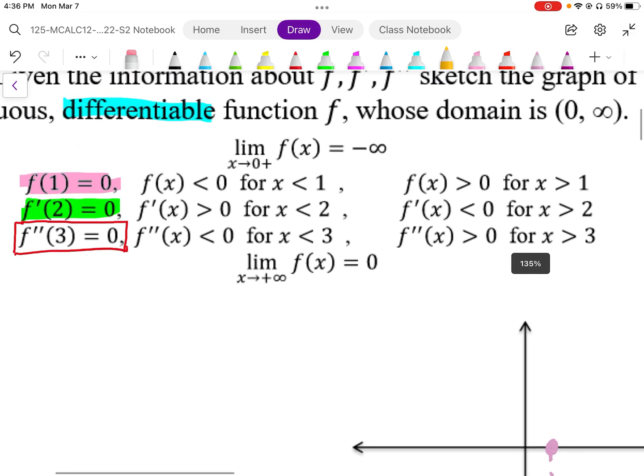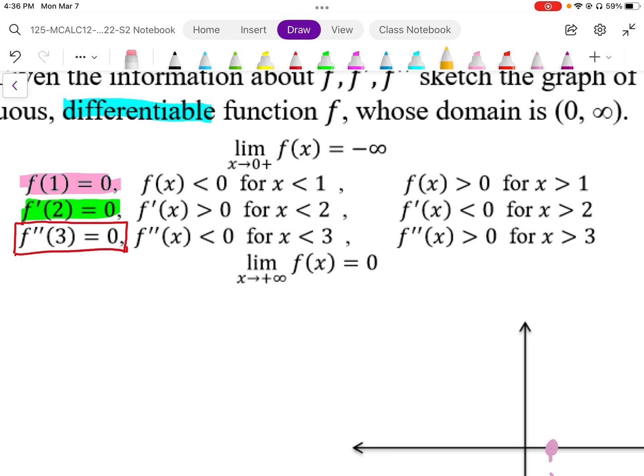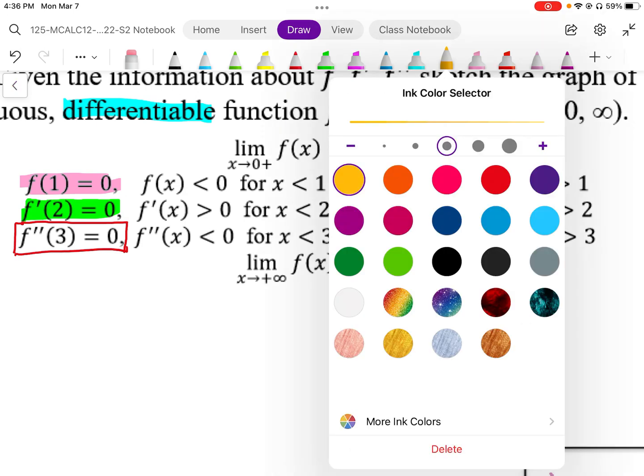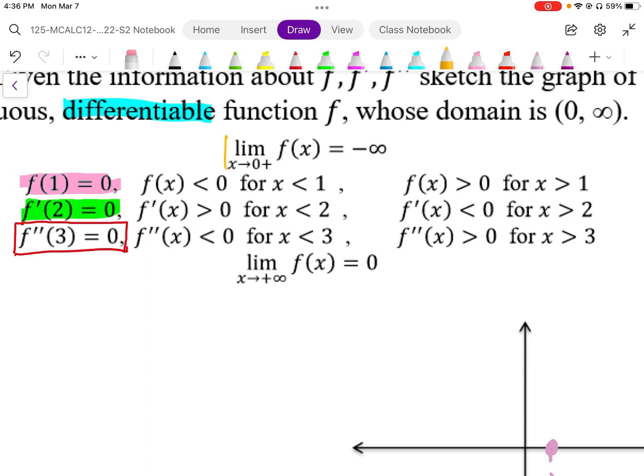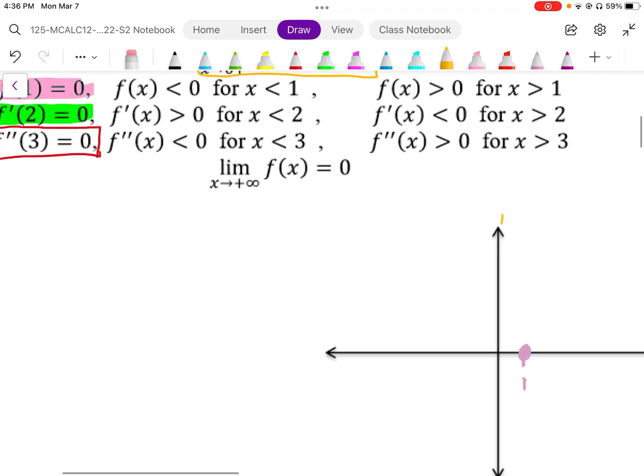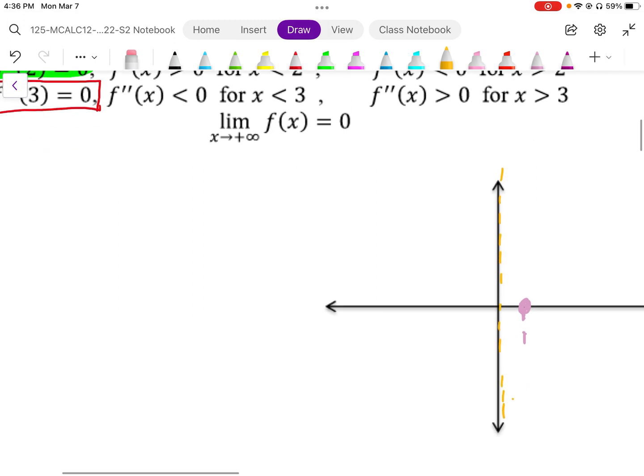So that's one thing. The domain is from 0 to infinity, so we don't have anything happening to the left of 0. And it says here that as we approach 0 from the positive side or the right-hand side, we are going to negative infinity. So this means that we have a vertical asymptote. Okay, so I'm going to draw my vertical asymptote at 0, and we know that from the right-hand side, it's pointing down.